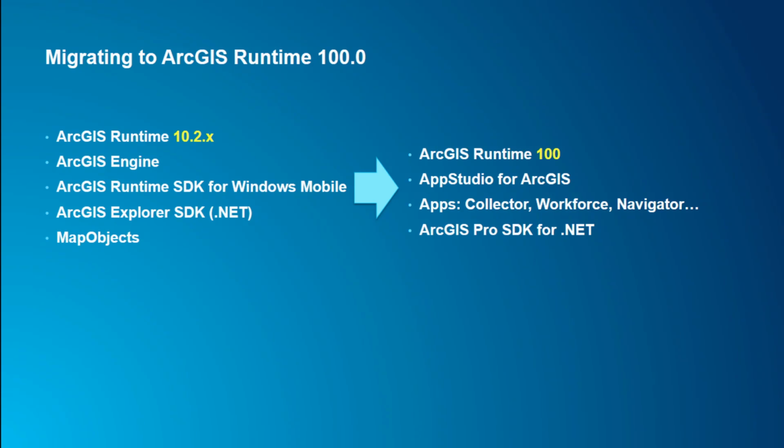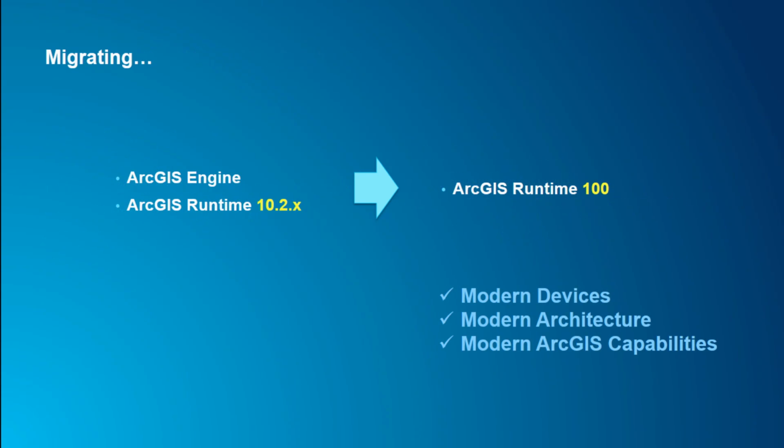And perhaps also ArcGIS Pro SDK for .NET. So if maybe your Engine development involved building kind of an ArcMap light environment, then maybe customizing the ArcGIS Pro application with the .NET SDK for ArcGIS Pro might be an option for you as well. But principally, this session is all about migrating from ArcGIS Engine and ArcGIS Runtime 10.2x to the ArcGIS Runtime 100.